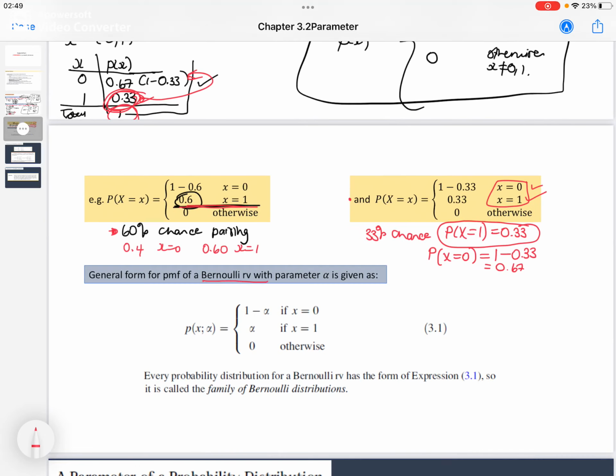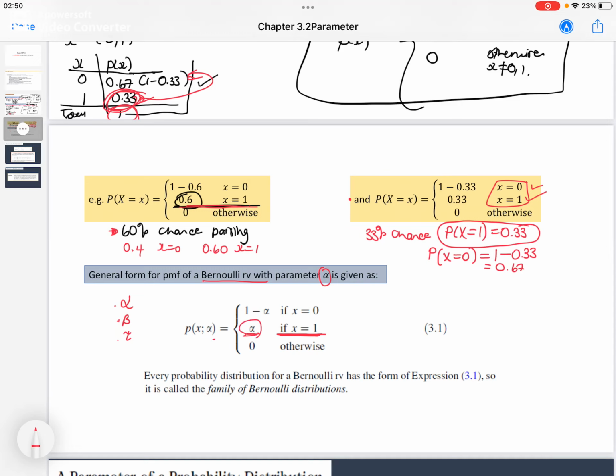We can denote the probability of observing x equal to 1 using a quantity called a parameter. Most of the time you will denote a parameter using Greek letters. You could use Greek letter alpha or beta or tau. But in this textbook and chapter, for a Bernoulli random variable, we will use the parameter alpha.